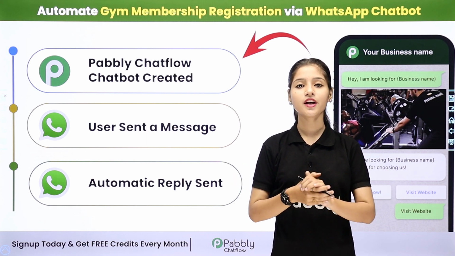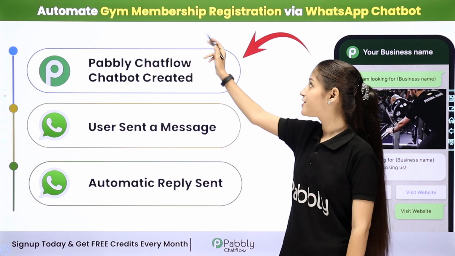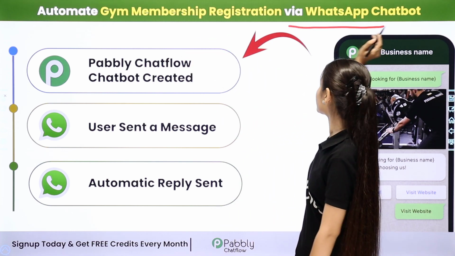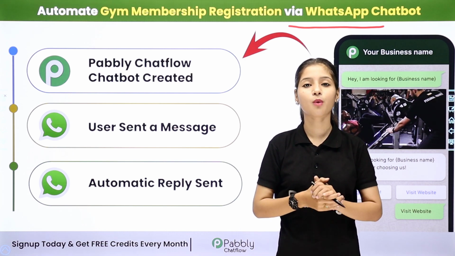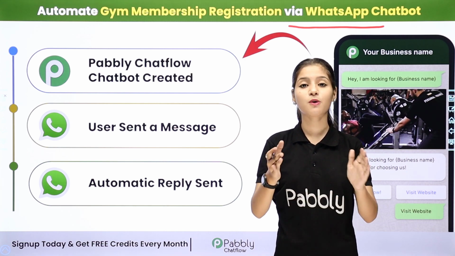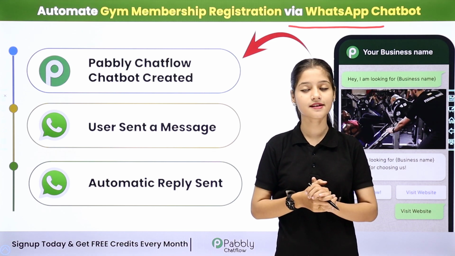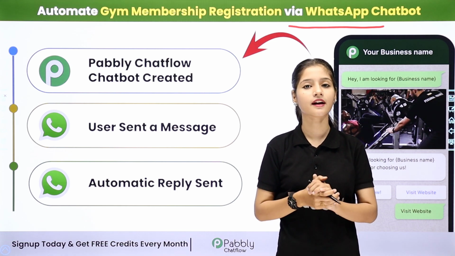In this video, we are going to learn how to automate gym membership registration via WhatsApp. For example, you have a gym and you got many registrations from your users at once. Responding to each and every user manually is a time-consuming, also a very hectic task.